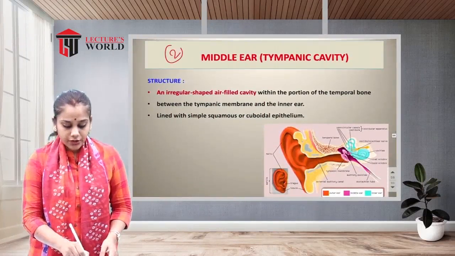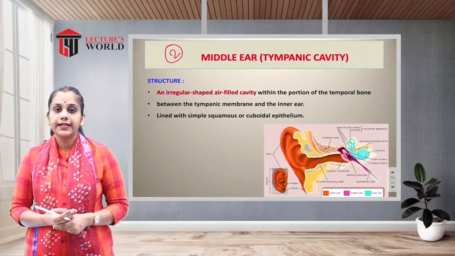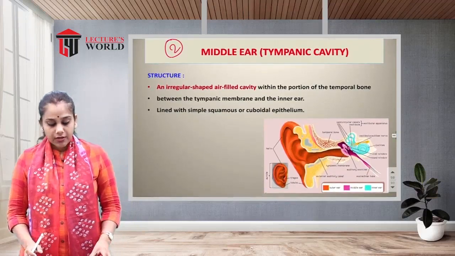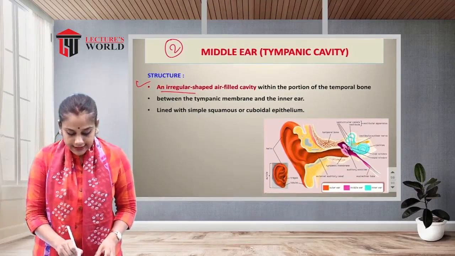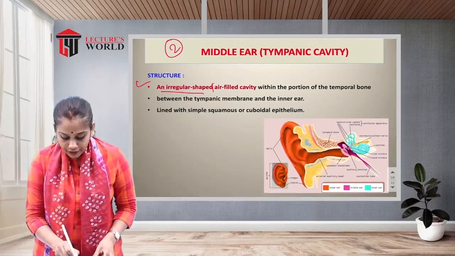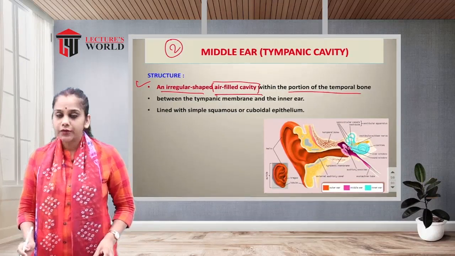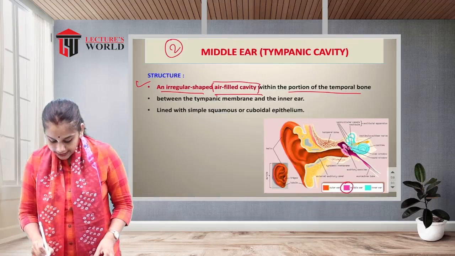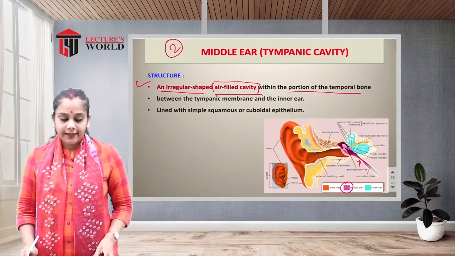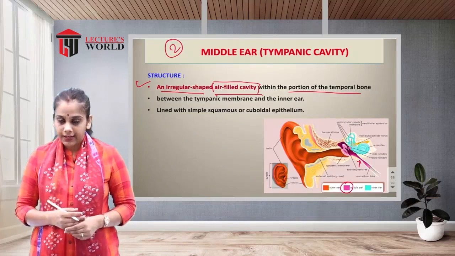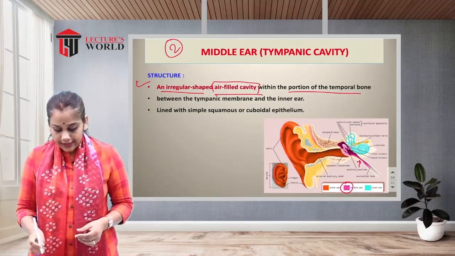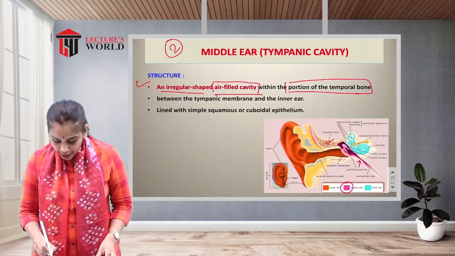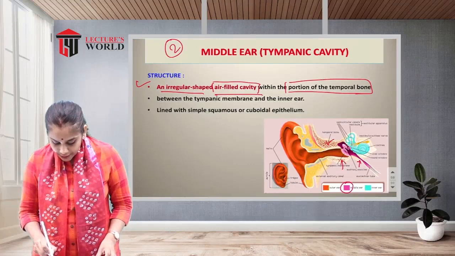Now the second portion, that is the middle ear, or we can say tympanic cavity. So let us see the structure of the middle ear. The middle ear is an irregularly shaped, air-filled cavity within a portion of the temporal bone. You can see this is the middle ear in pink color. It is always an air-filled cavity within the temporal bone. You can see the temporal bone here.